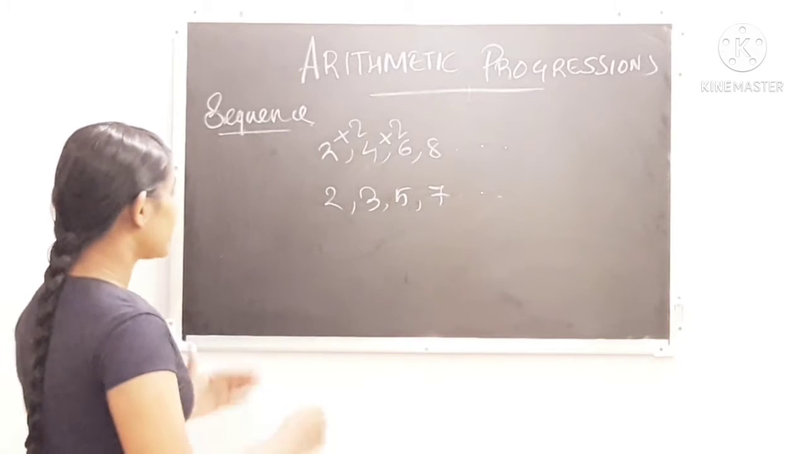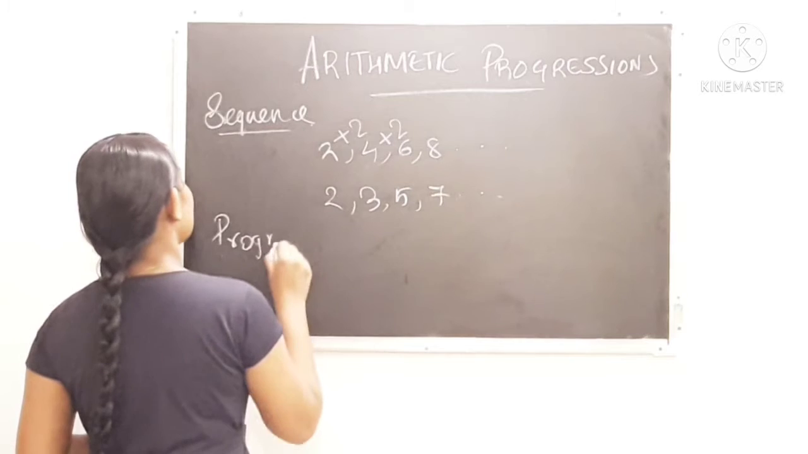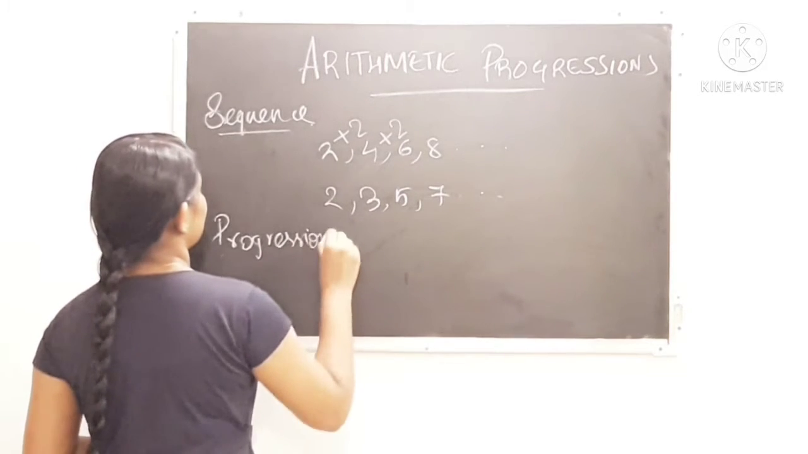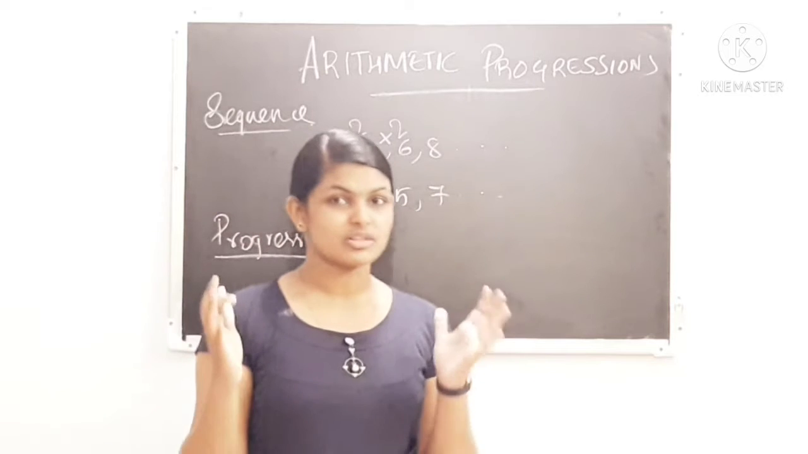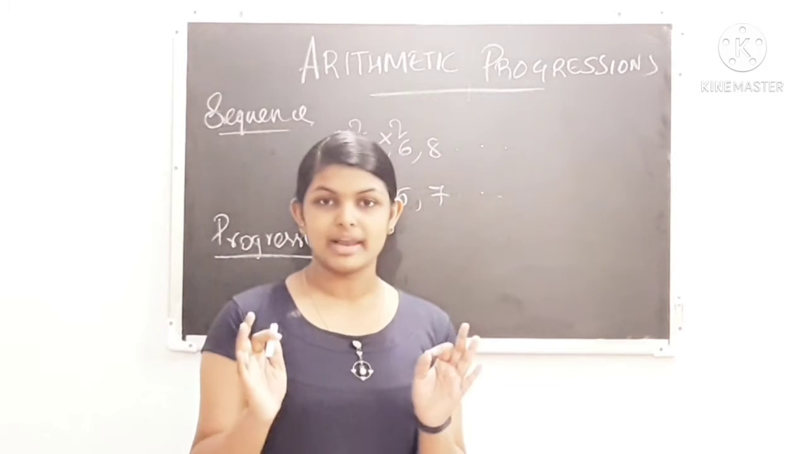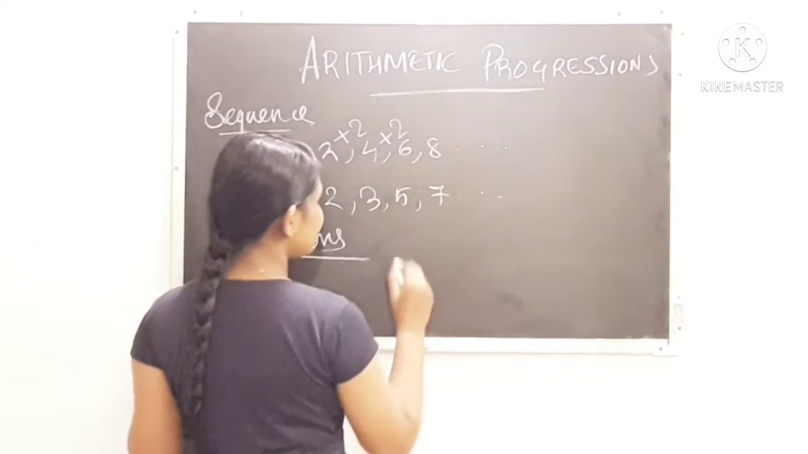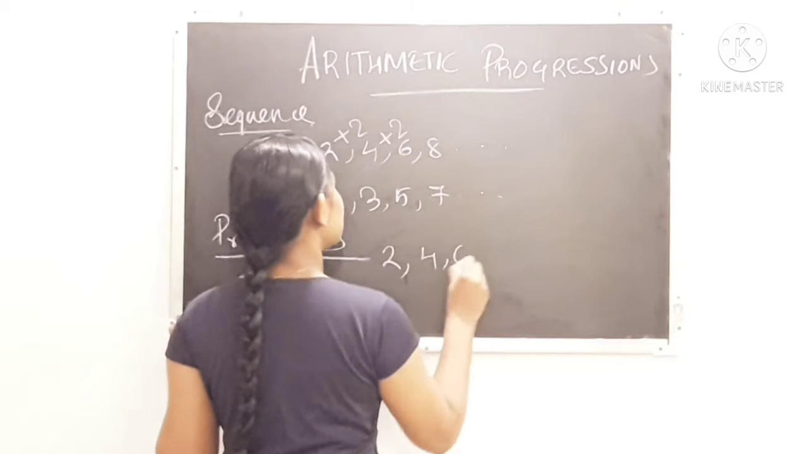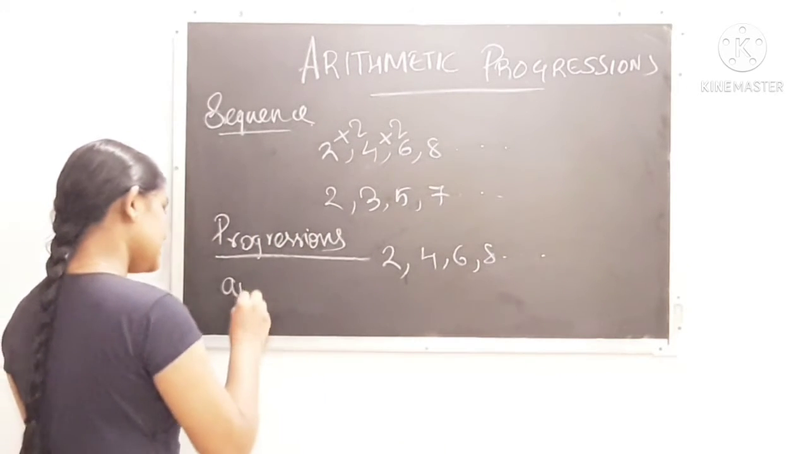Now we can know more about progressions. So what do we mean by progression? A progression is also a sequence of numbers, but we should have a clear, correct formula to represent its nth term. Just take an example again. We can take the same example, 2, 4, 6, 8, etc. And do you know what is meant by this?